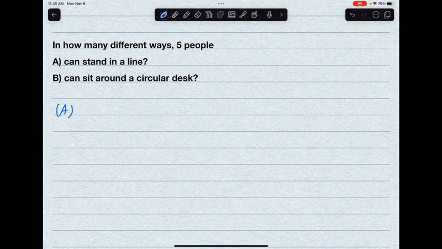5 people, they're going to stand in a line, all 5 of them. It's easy, there's an order, 5 places for 5 people. There's no repetition. The answer is 5 factorial. The reason is it's just 5 times 4 times 3 times 2 times 1. So that's easy. There's an order, there's no repetition. The answer is 5 factorial. That's easy. What about part B?